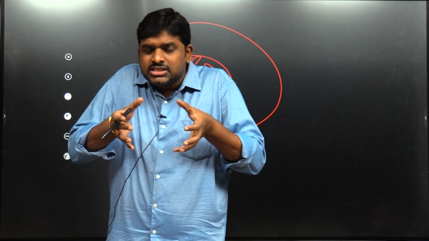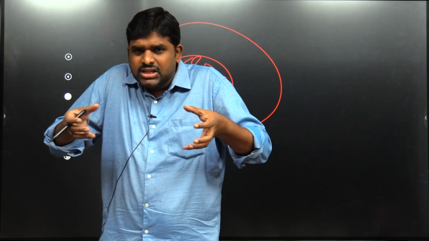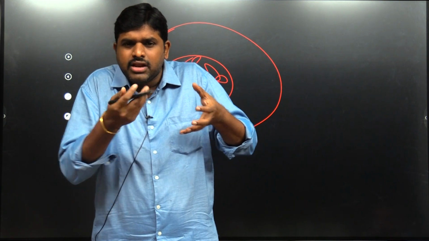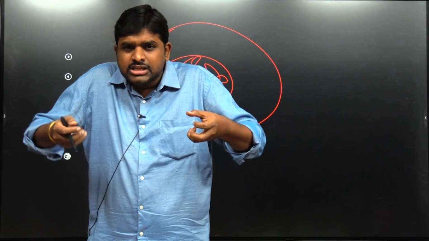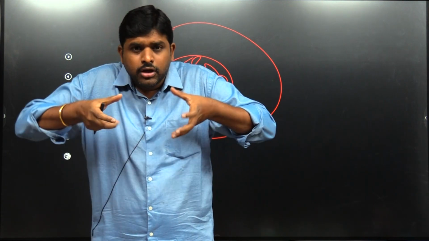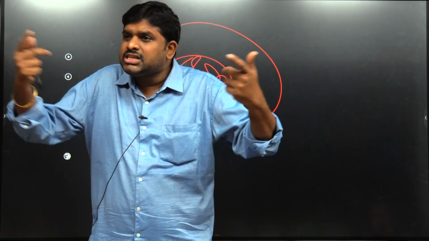The size of the nucleus is increasing. When the size of the nucleus is increasing, the nuclear membrane will be developed. So one nucleus will become 2 nuclei. When 2 nuclei are formed, again a cell membrane will be developed. So one cell will become 2 cells. One cell becoming 2 cells means cell division.